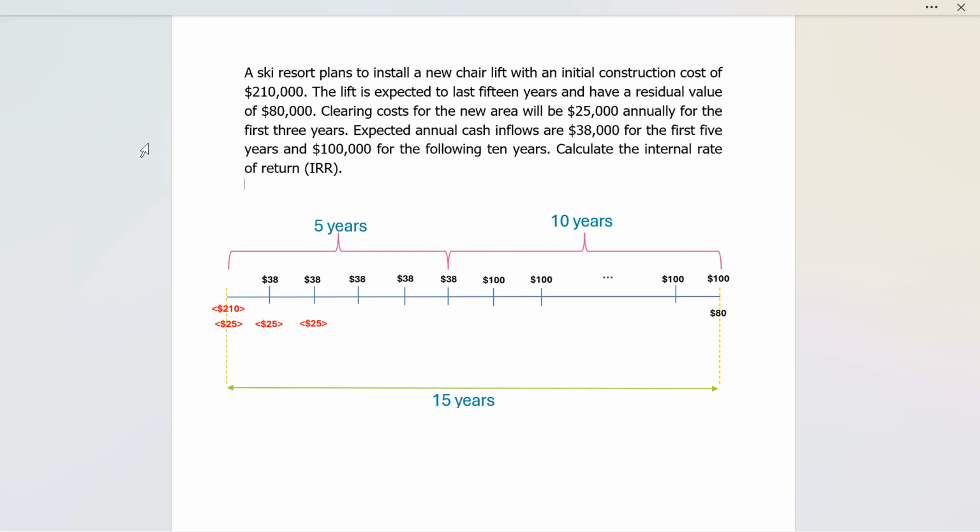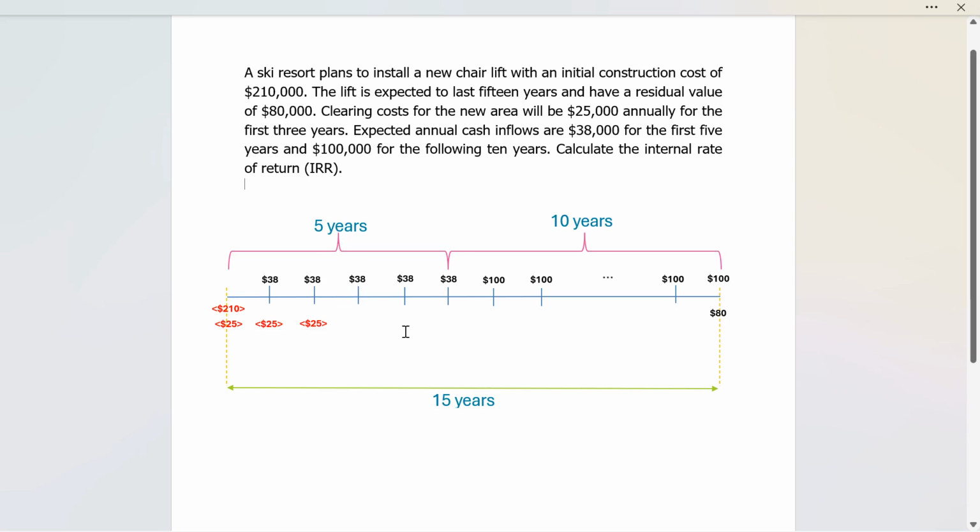In this video, I am going to show you how to find internal rate of return, or IRR, for a project by using a financial calculator. Look at this example. To start a new chairlift project, they need to make an initial cost of $210,000 at the beginning. After 15 years, the residual value of the lift would be $80,000.